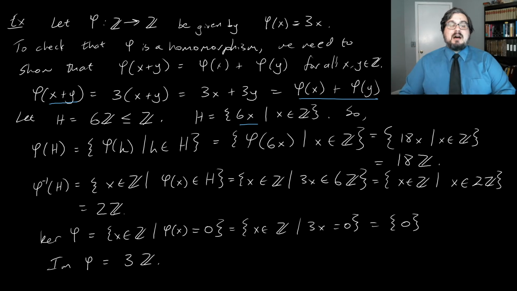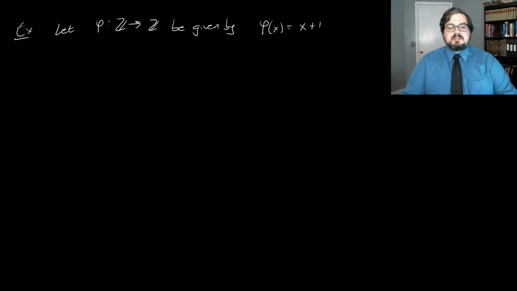There's an example of a homomorphism. It's also helpful to see examples of functions that are not homomorphisms. So let's see an example. Let phi from Z to Z be given by phi of x equals x plus 1.